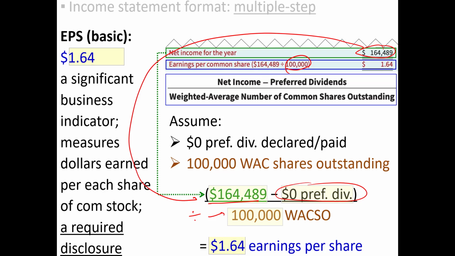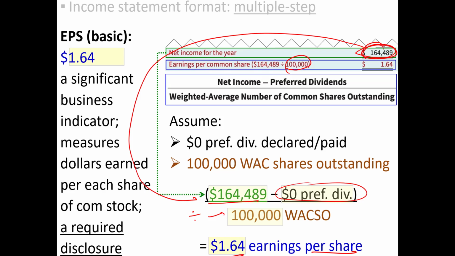What this 164 means, and I'll talk about these other items in a second, is if there's any stockholder who owns 1 share of this particular company, you have a claim to $1.64 of this net income. You have a claim to it. You do not have a right to it. A company needs to actually declare a dividend for you to get any of this in cash.